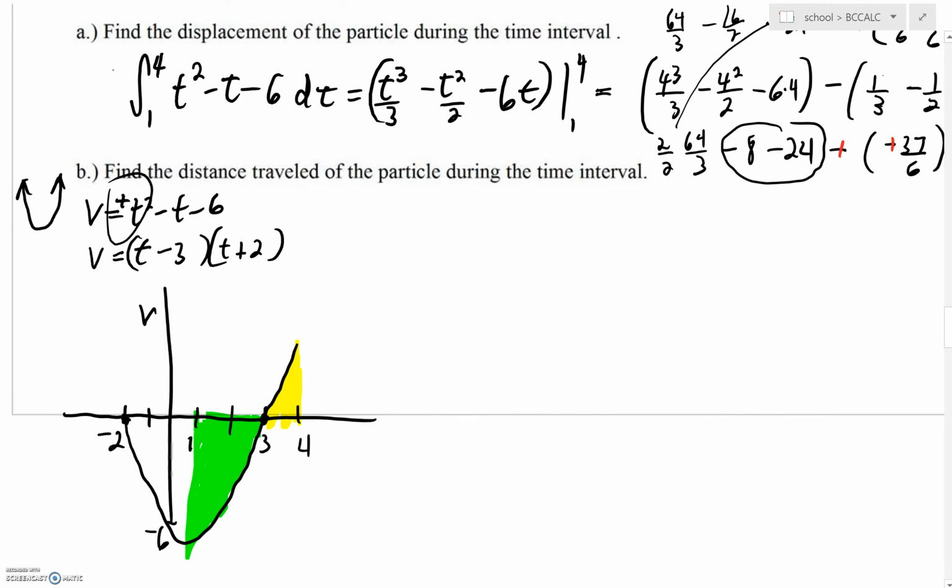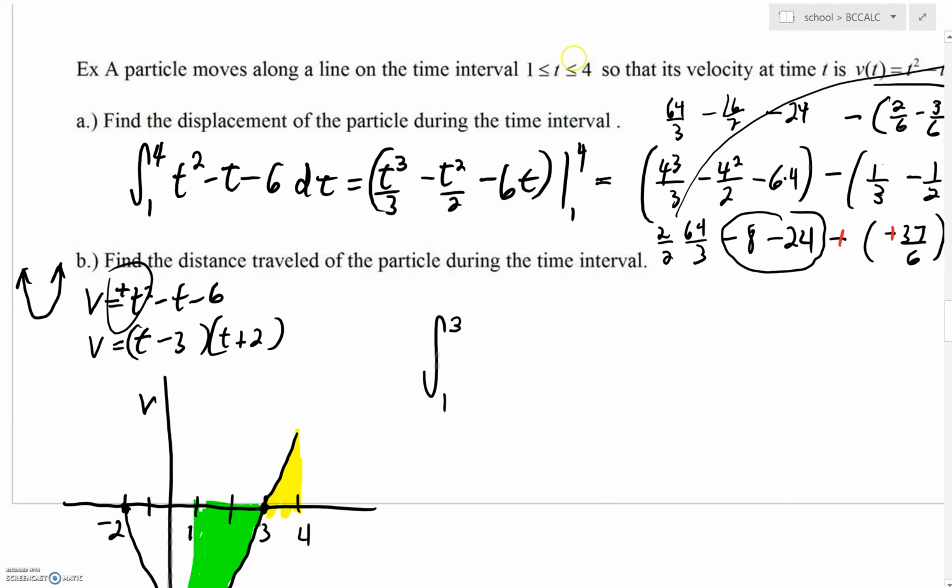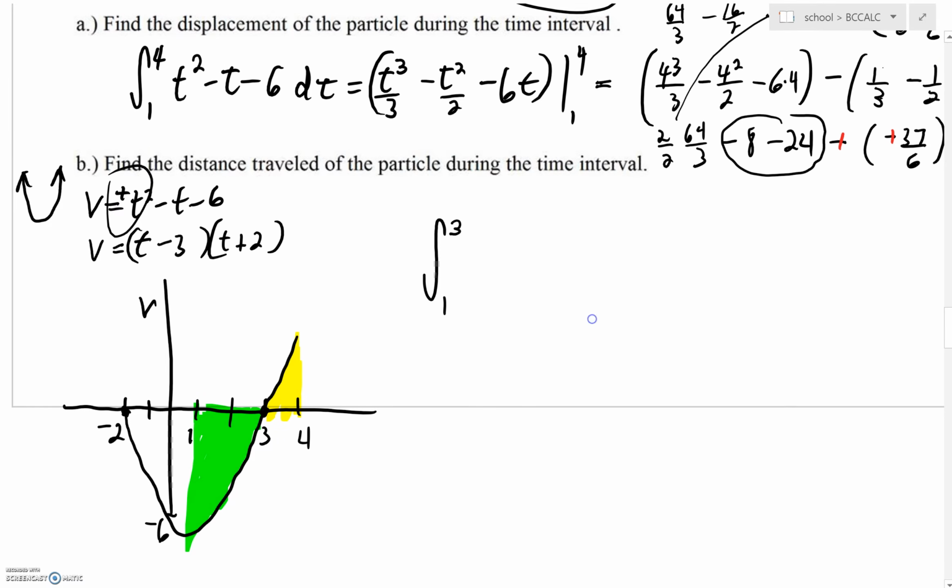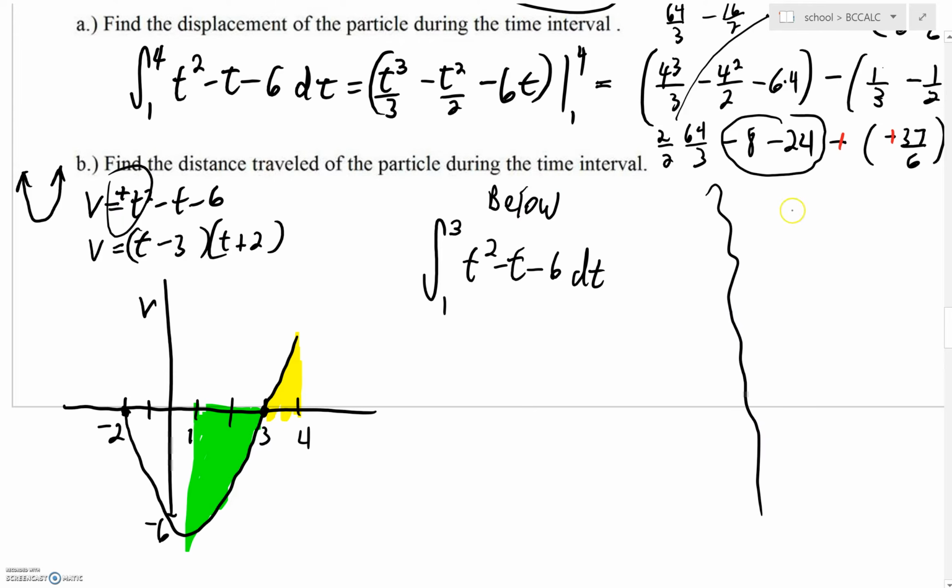get positive area. Now, when you're doing distance traveled, guys, you actually have to break it up in this regard. You can't just have one general integral. I'm going to say from 1 to 3, because I'm not starting at 0. I'm going from 1 to 3 of t squared minus t minus 6. And this is when we're below the velocity axis here, and we can put a little squiggle here. We're also going to have when we're above.